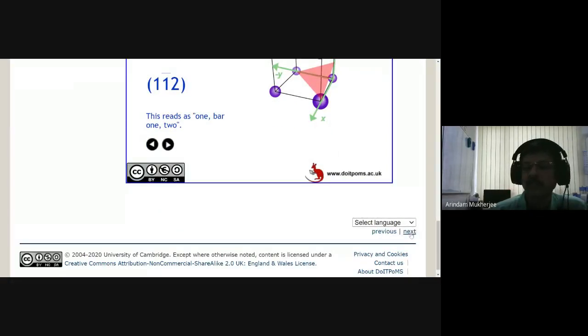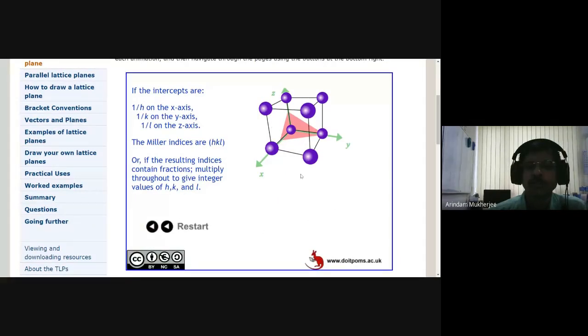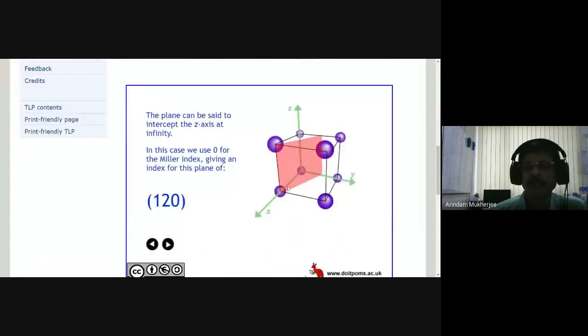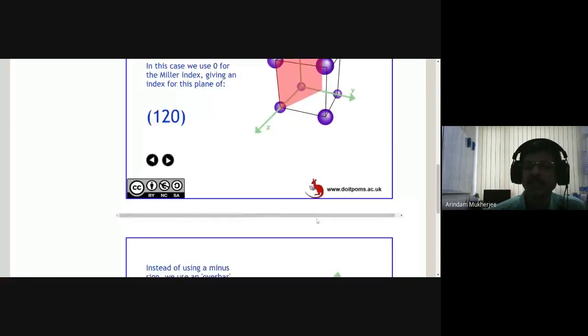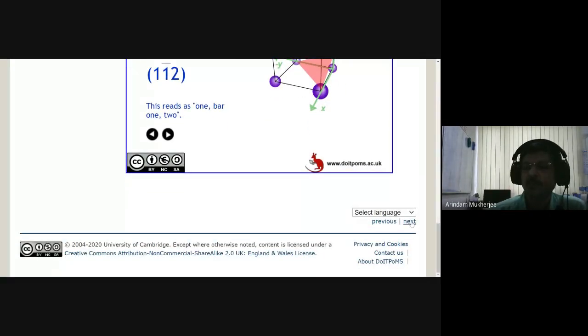Okay. So to recapitulate, we saw how to index a plane. We need to take the reciprocal of the intercepts, and then we saw that planes can be parallel to the z-axis or x-axis or y-axis. We saw one example, and accordingly that intercept will be infinity, and because it is reciprocal, infinity will become 0. Now another case, we saw a negative index and how we put a bar to denote a negative index. Next.